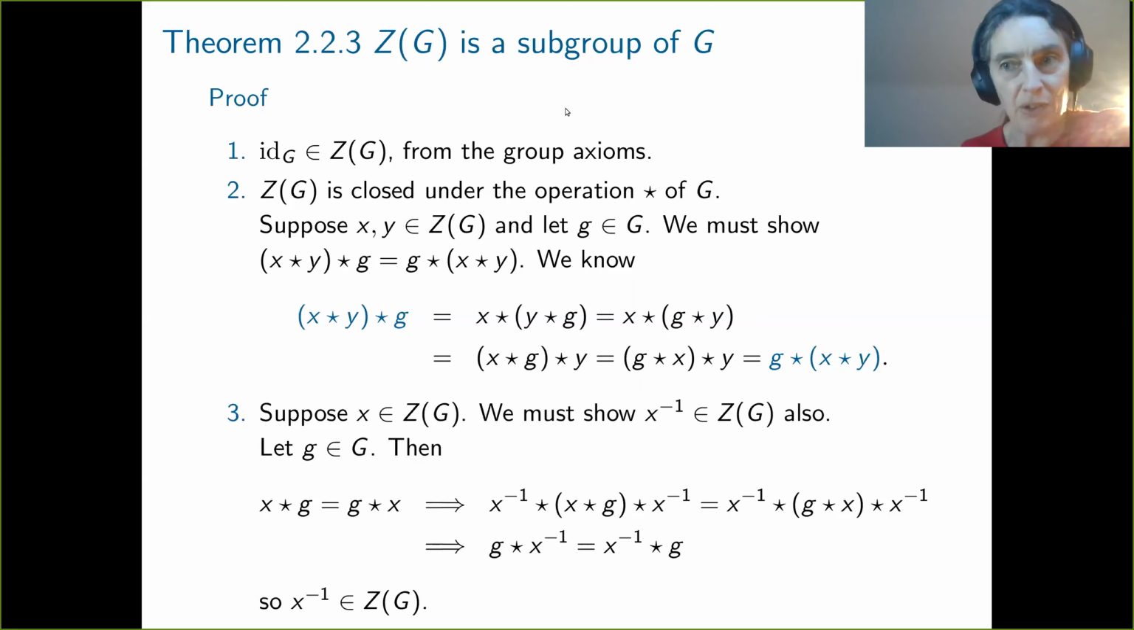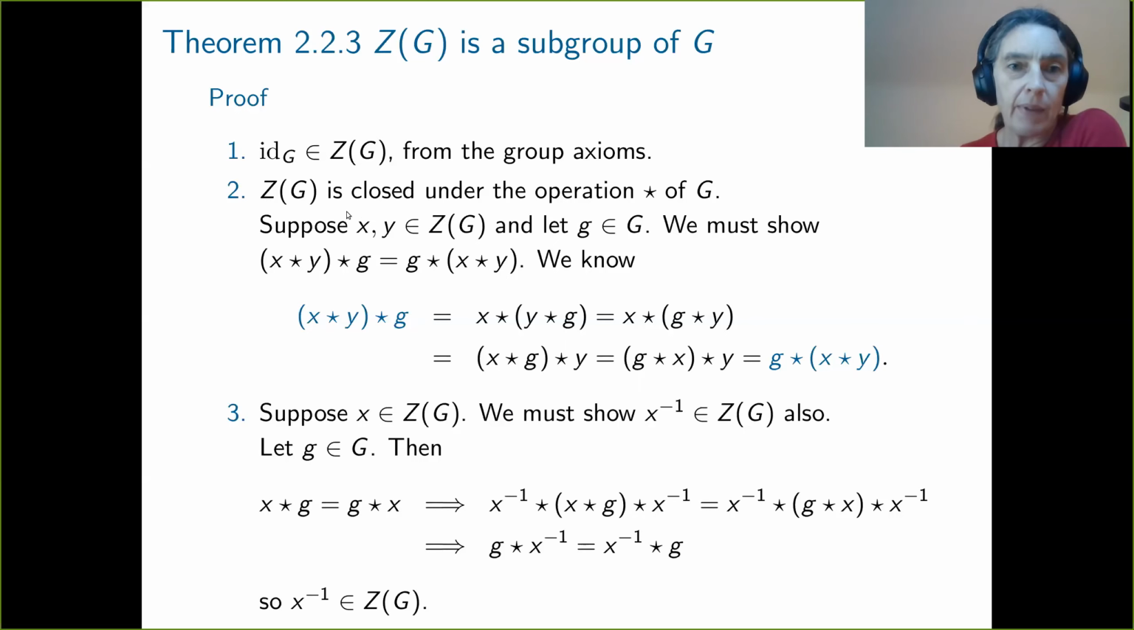And what we can use in order to do it is the fact that the elements that we're talking about belong to the center, so they commute with everything. Okay, so there's three things to do. First of all, let's start with the easy one. We have to show that the identity element is in the center. That's true by definition, because it follows from the group axioms. The group axioms specify that the identity element must commute with every other element.